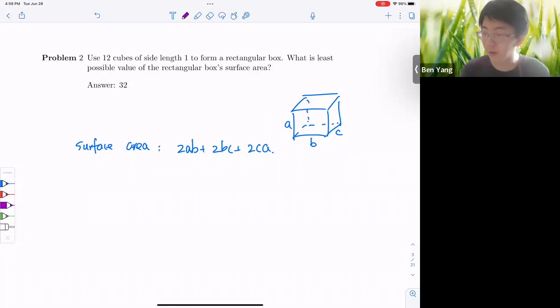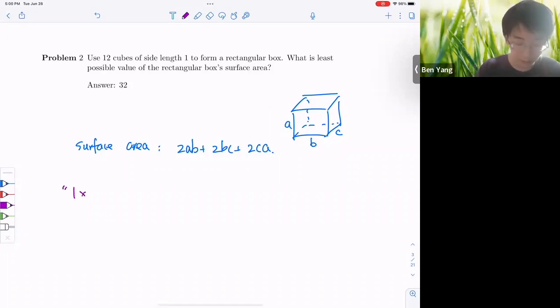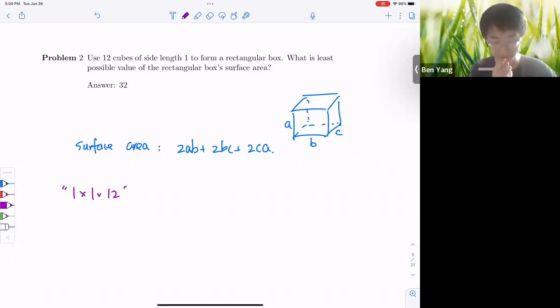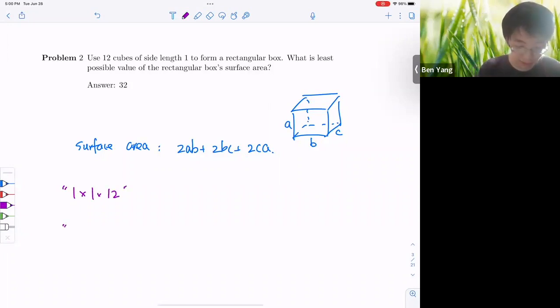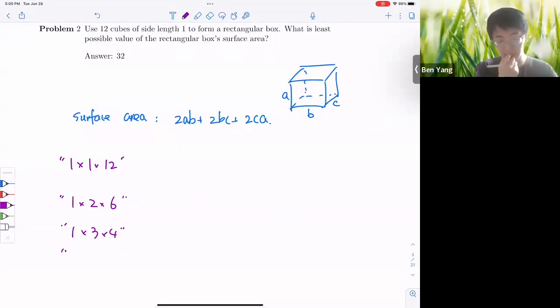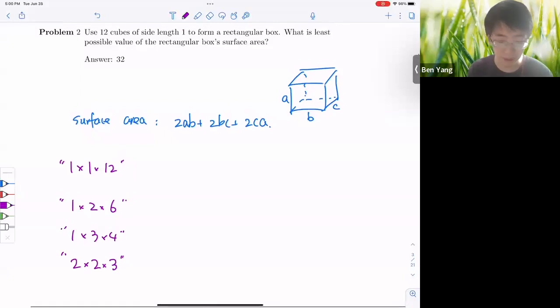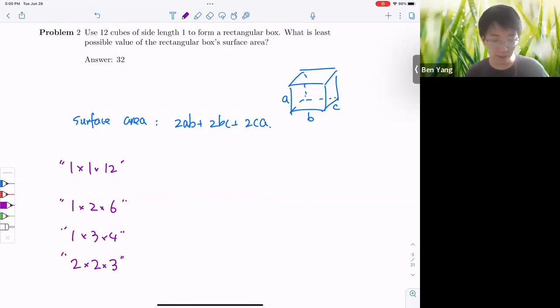And one thing we can do is to look at different cases. So for example, the rectangular box can be a 1 by 1 by 12 rectangular box, or it can be 1 by 2 by 6, or 1 by 3 by 4, or 2 by 2 by 3. I guess those are the 4 different rectangular boxes we can make using 12 cubes. Cool. Then we can just compute their surface area.